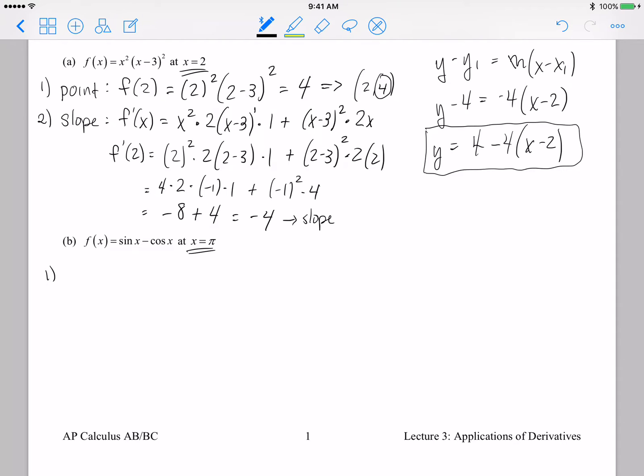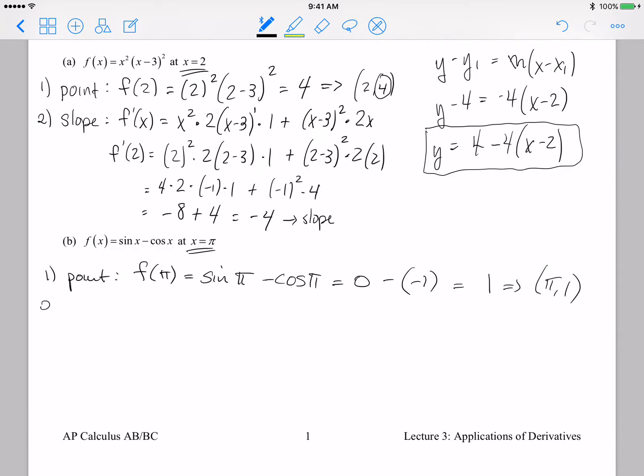Okay, so very similar to the first problem, we want to first of all find our point, and so that's going to require us to plug pi in for the original equation. So f of pi is going to be sine pi minus cosine of pi, which is equal to, sine of pi is 0, minus the cosine of pi, which is -1, and 0 minus -1 is +1. And so that means that my point is going to be pi, comma 1.